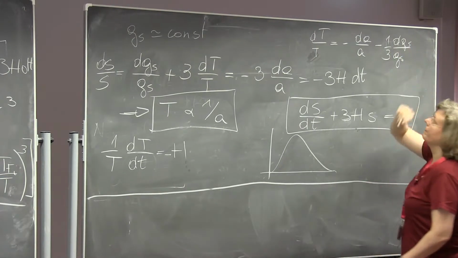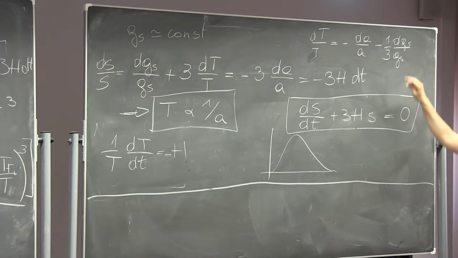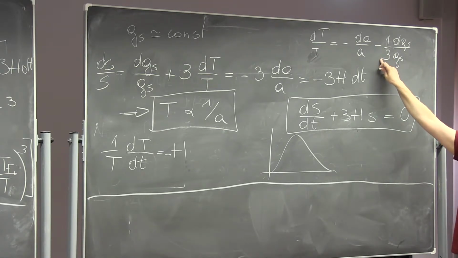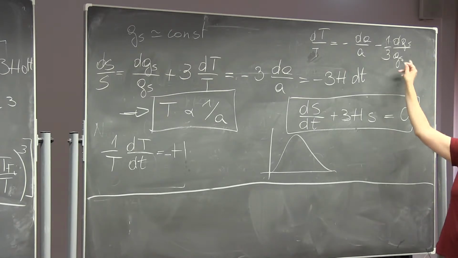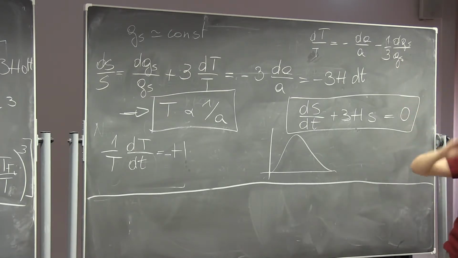Okay? Now, usually the change in degrees of freedom goes in the direction of reducing the degrees of freedom, exactly because a particle becomes non-relativistic and I can drop it. And then in that case, dg_s is negative, so this one is a positive contribution. Then you see that the temperature goes down slower than 1 over a.